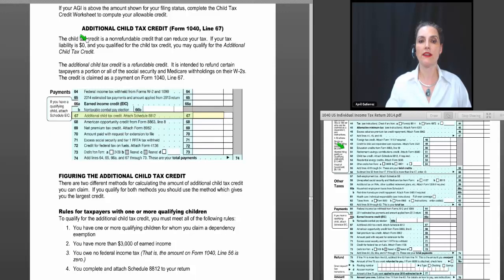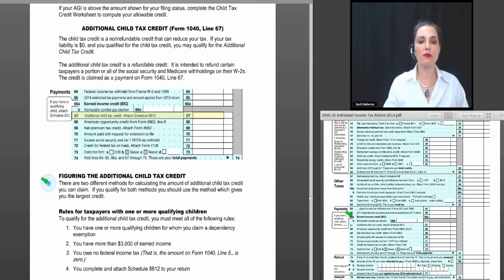Additional child tax credit. Well, the additional child tax credit is a refundable credit. It is entered on line 67 of the return if you are allowed to claim it. The child tax credit is non-refundable and can reduce your tax, and the child tax credit is claimed up here on line 52. But if the child tax credit is more than your tax, you may be entitled to the additional child tax credit down here.